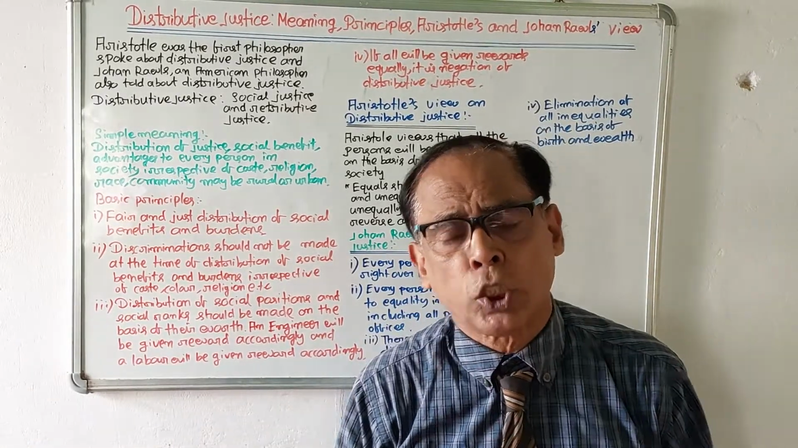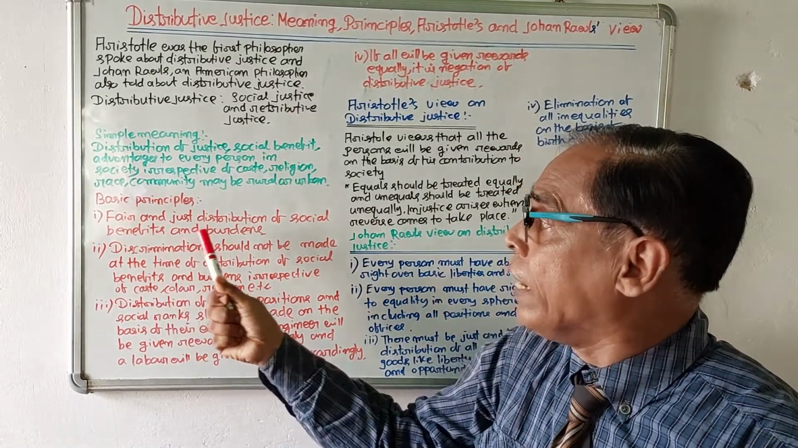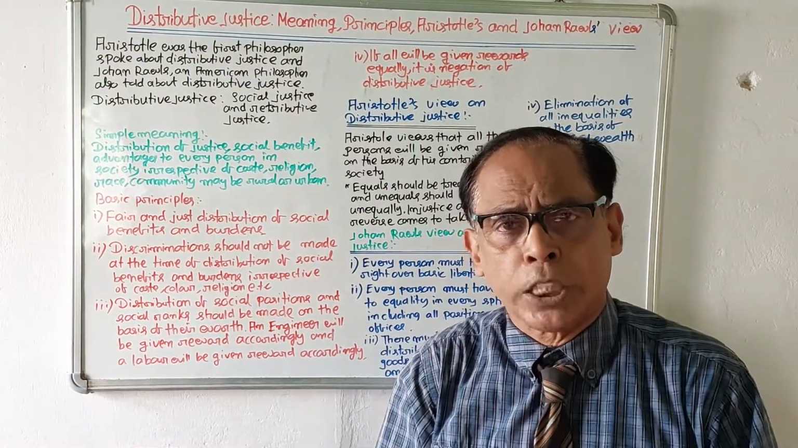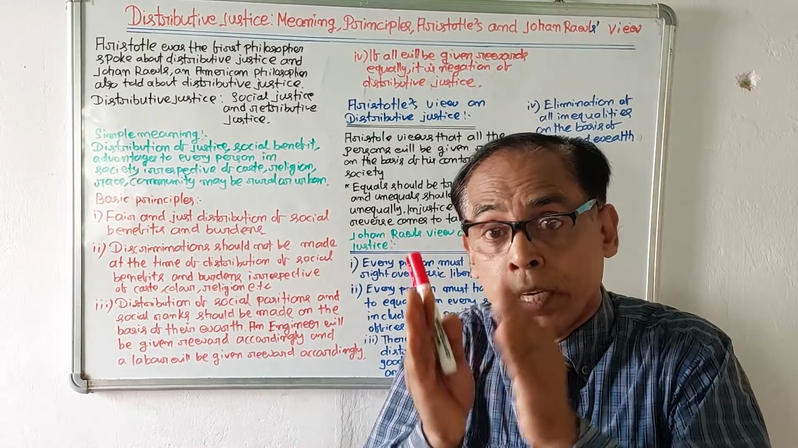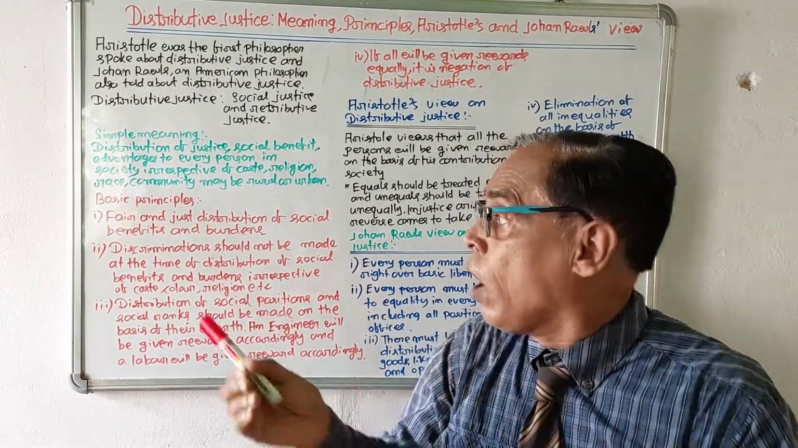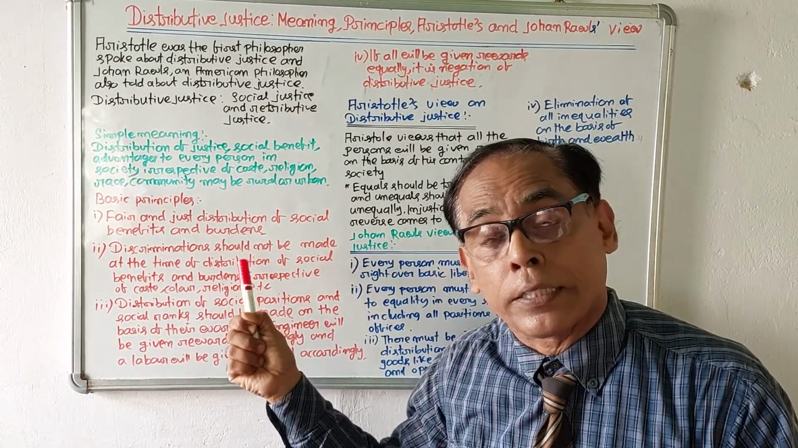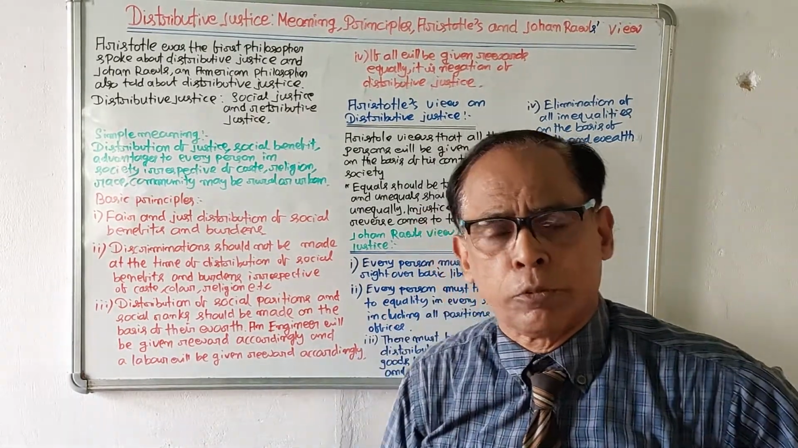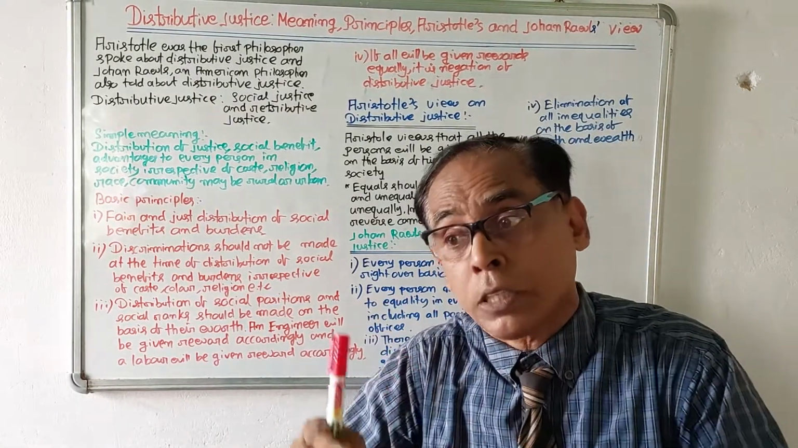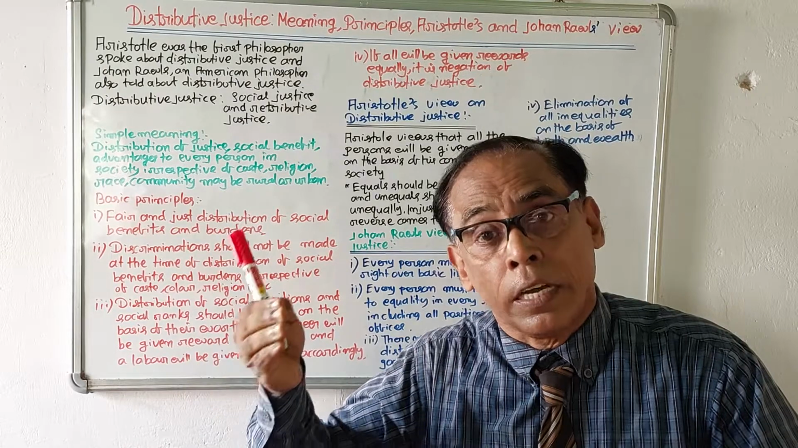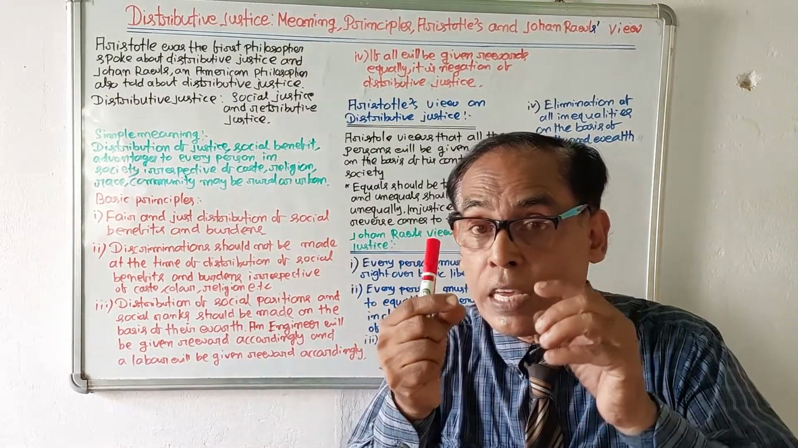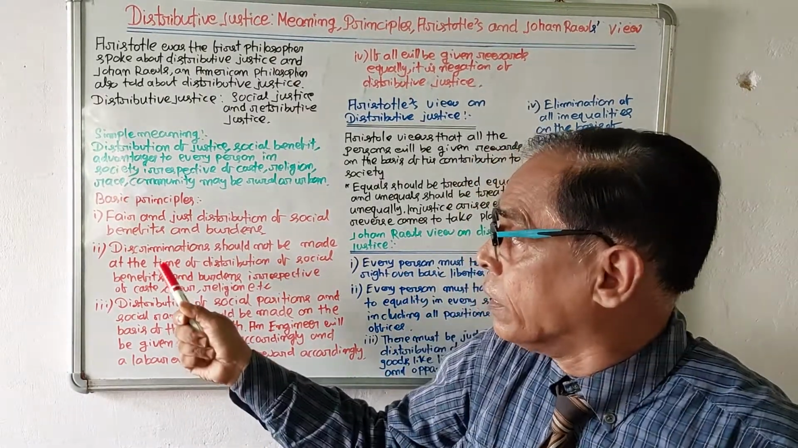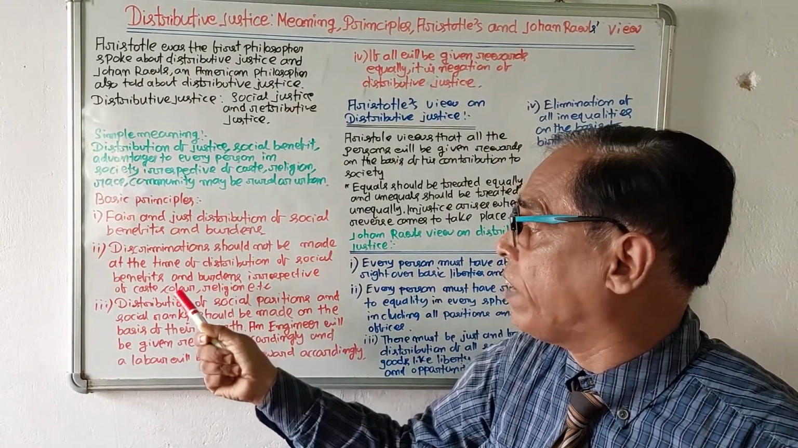The first basic principle of distributive justice is fair and just distribution of social benefits and burdens. In distributive justice there must be just and fair distribution of social benefits and social burdens by which every person will be benefited.